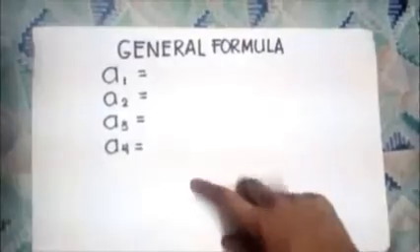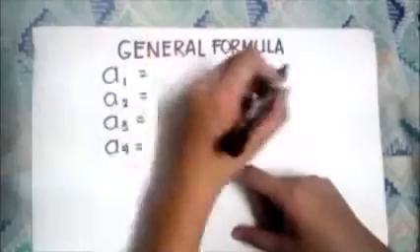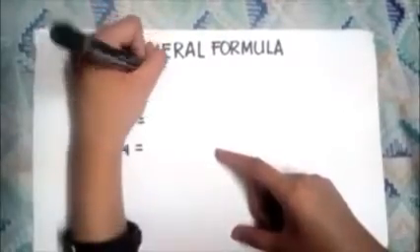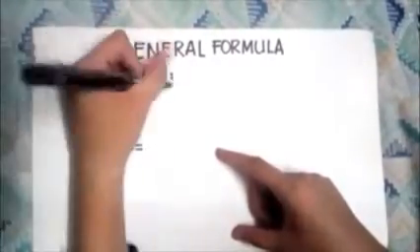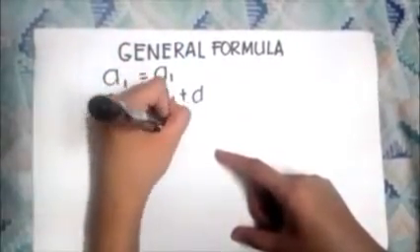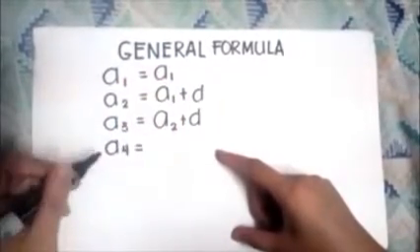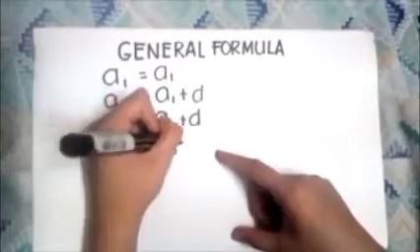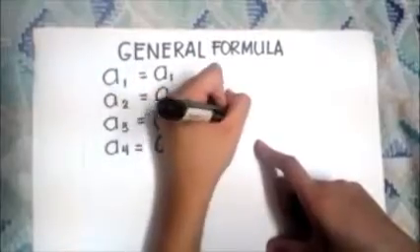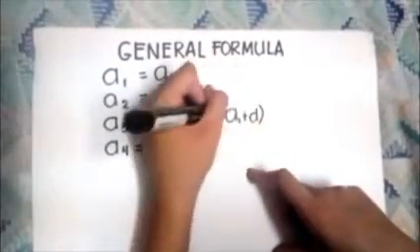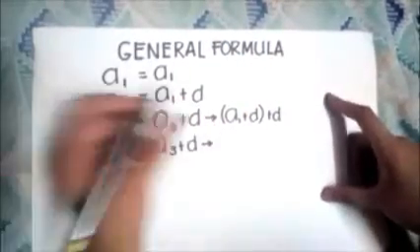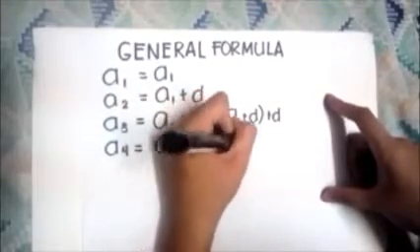Aside from explicit and recursive formula, we also have the general formula, and I will show you the derivation of this formula. A sub 1 is equal to a sub 1. A sub 2 is equal to a sub 1 plus the common difference. A sub 3 is equal to a sub 2 plus d. A sub 4 is equal to a sub 3 plus d. We can write this as a sub 1 plus d plus d.